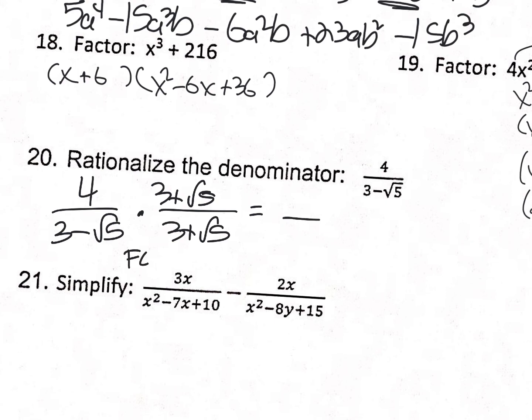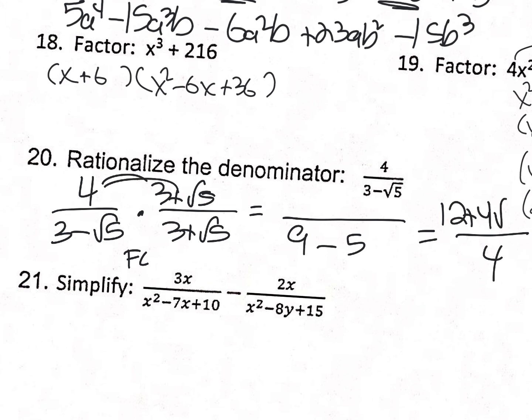All right, so if I do first, 3 times 3 is 9. If you do last, negative square root of 5 times positive square root of 5, you just get negative 5. 9 minus 5 is 4, so there's the bottom. The top, I'm just going to distribute. 4 times 3 is 12. And 4 times the square root of 5 is 4 square root of 5. And I would be done right there, except I can divide the 4 into the 12 and the 4. And you can only do that if you can do all of them. So you end up right there.